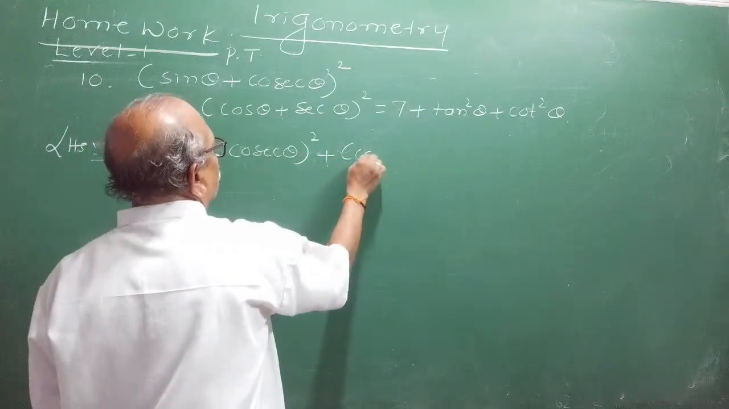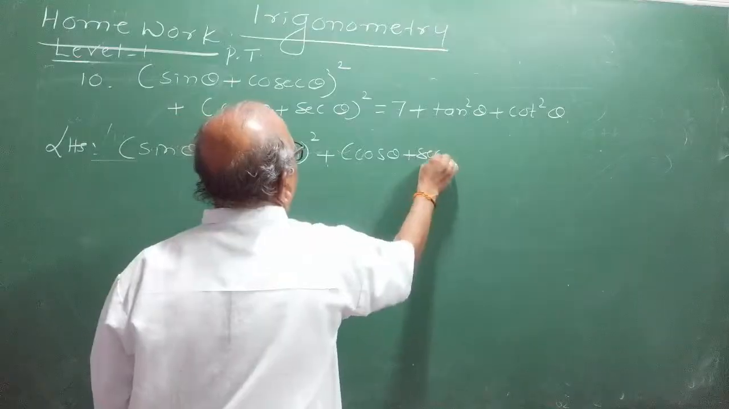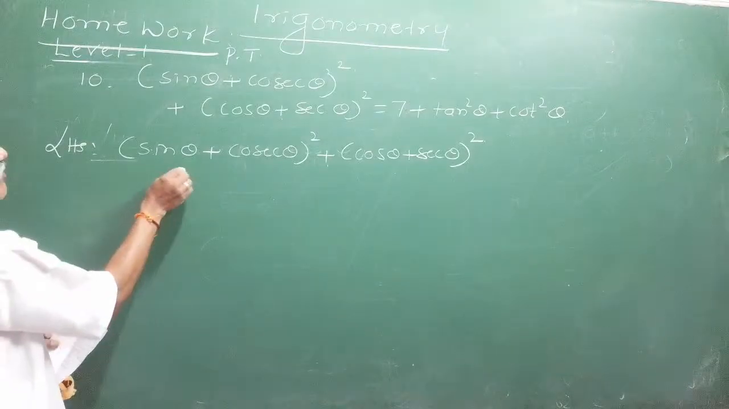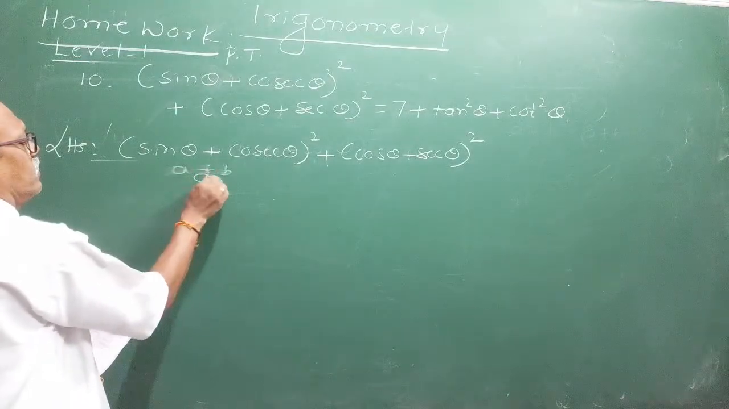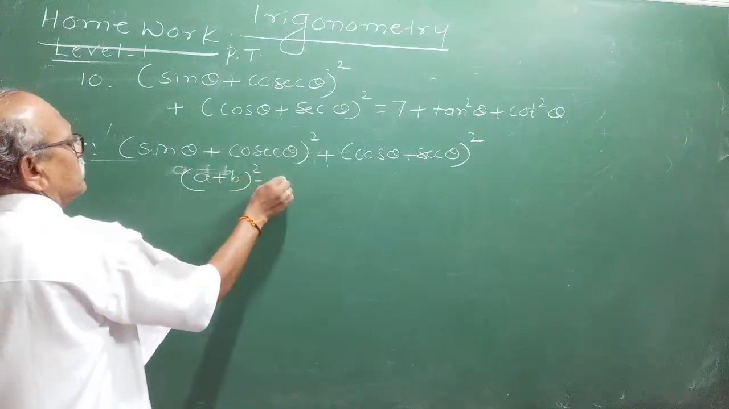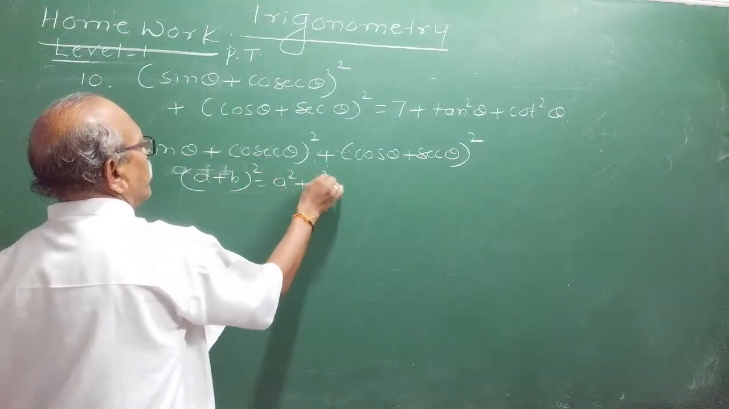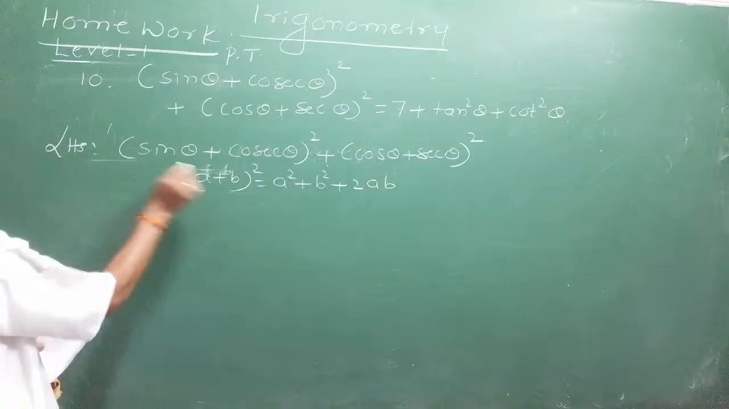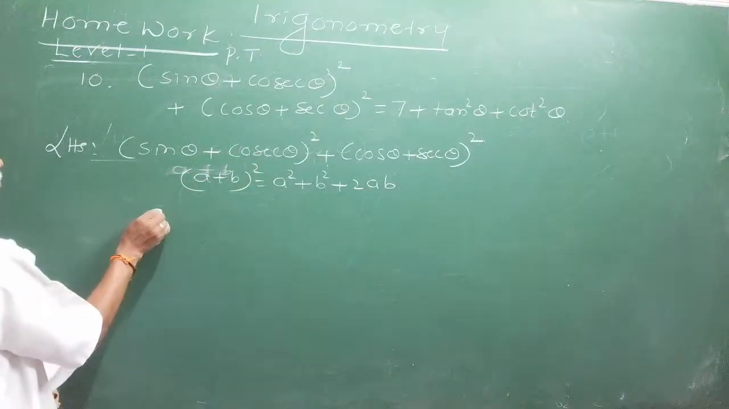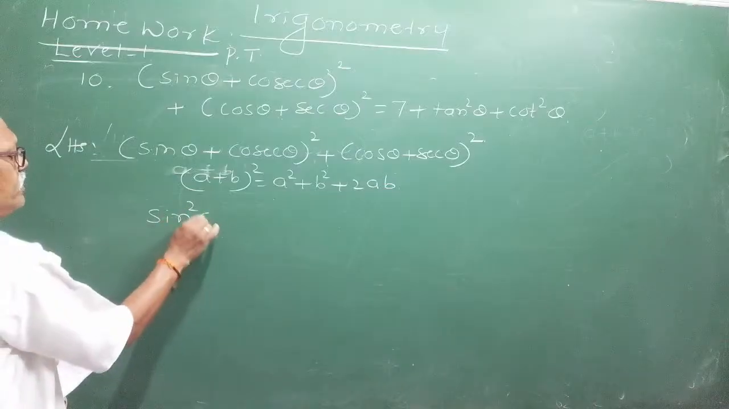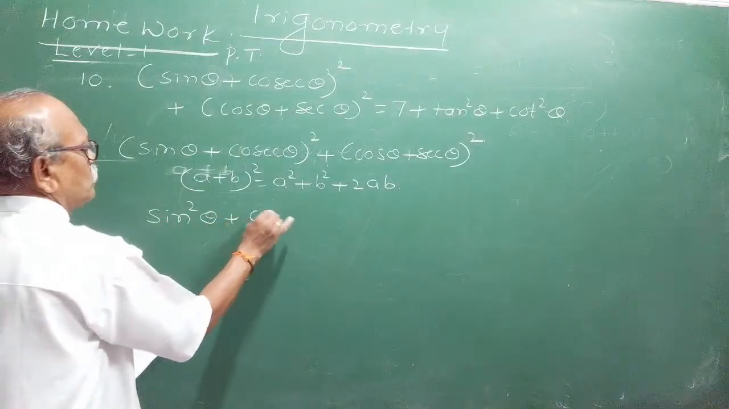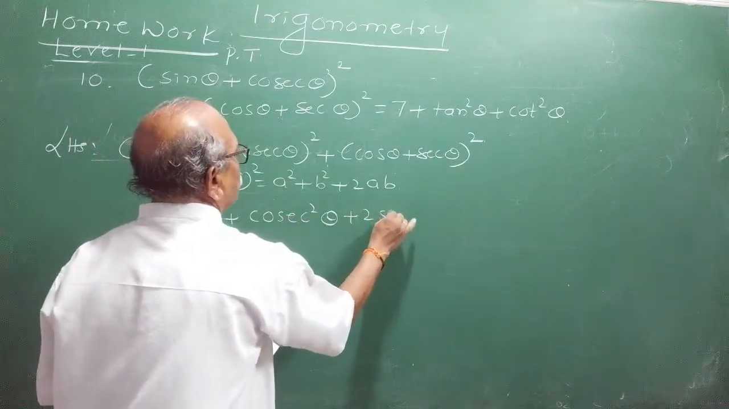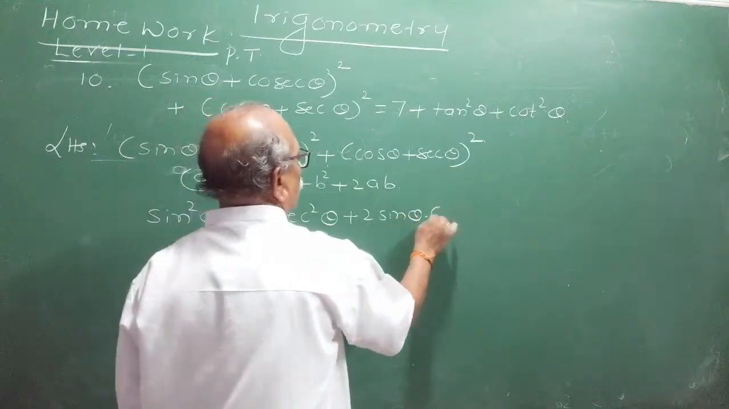Plus (cos theta plus sec theta) the whole square is the problem. Now, both of them are in the form of (a plus b) whole square. Tell me what (a plus b) whole square is. A square plus b square plus 2ab. You can use it for both of them. And here a is sin theta, b is cosec theta. You can write it as sin square theta plus cosec square theta plus 2ab, meaning 2 times sin theta into cosec theta.